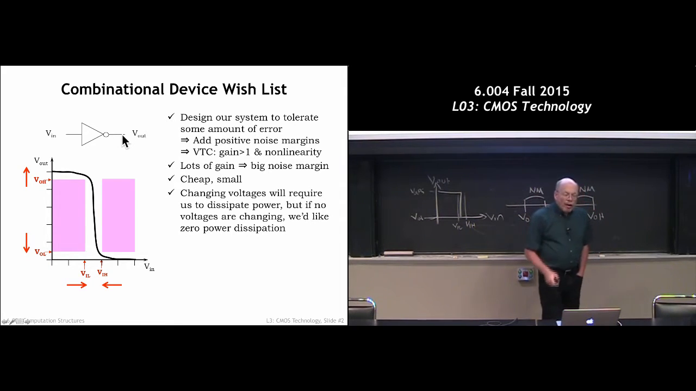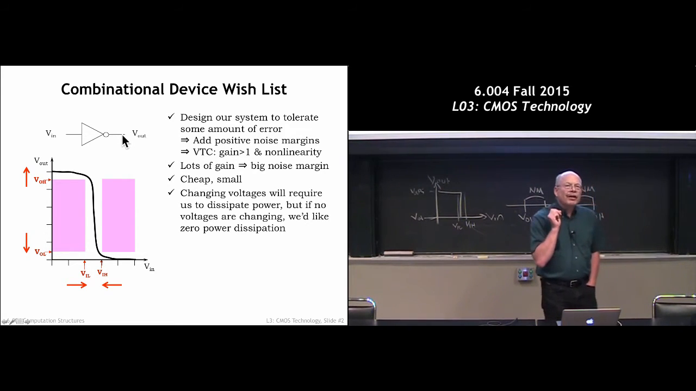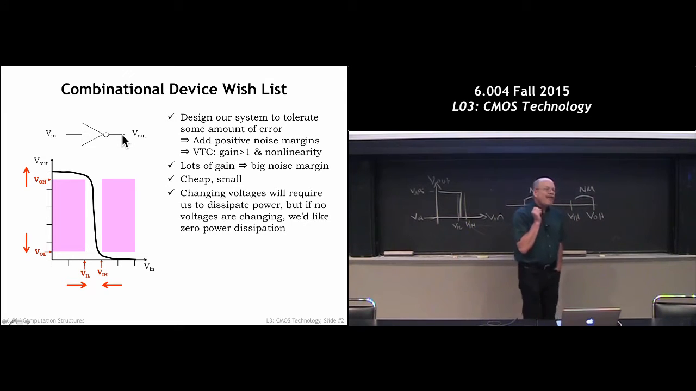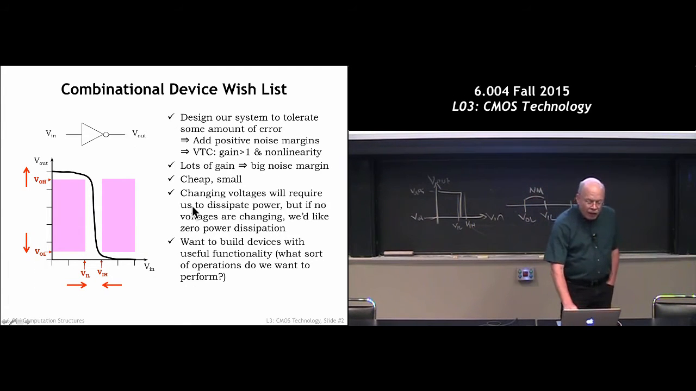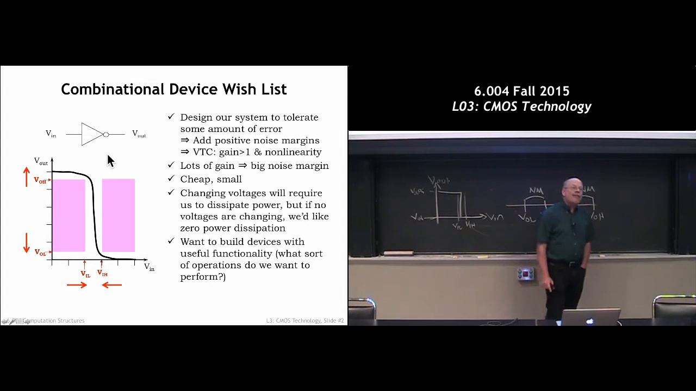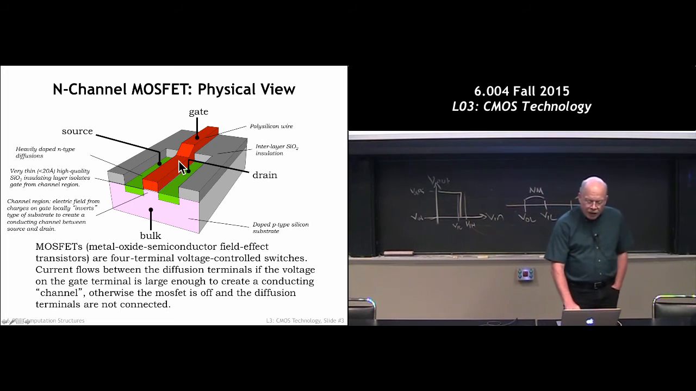Okay. What we really hope for is that if we're not changing any voltages in our circuit, if our circuit is quiescent, that in fact we're spending zero power. So we hope that we'll come up with a technology that will do that. And finally, we're interested in what operations do we want to perform. So far we've seen buffer and inverter. Clearly we're going to need a richer repertoire of logic functions in order to build computers and other interesting digital systems. So here's a picture of a MOSFET.